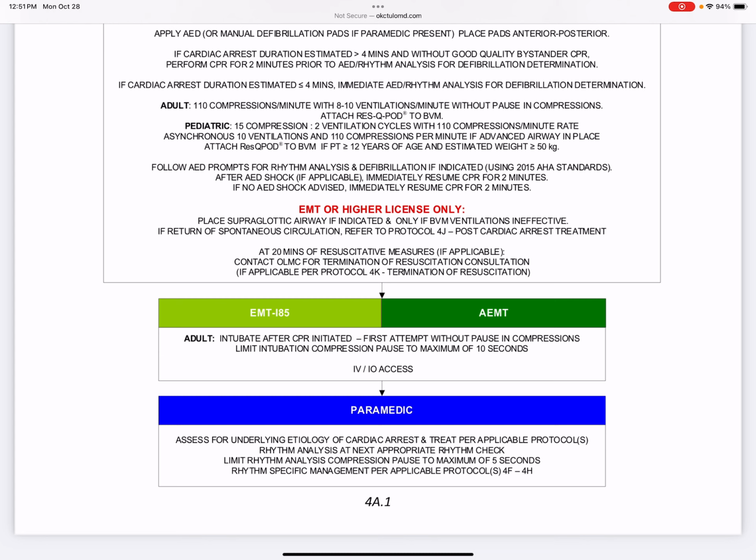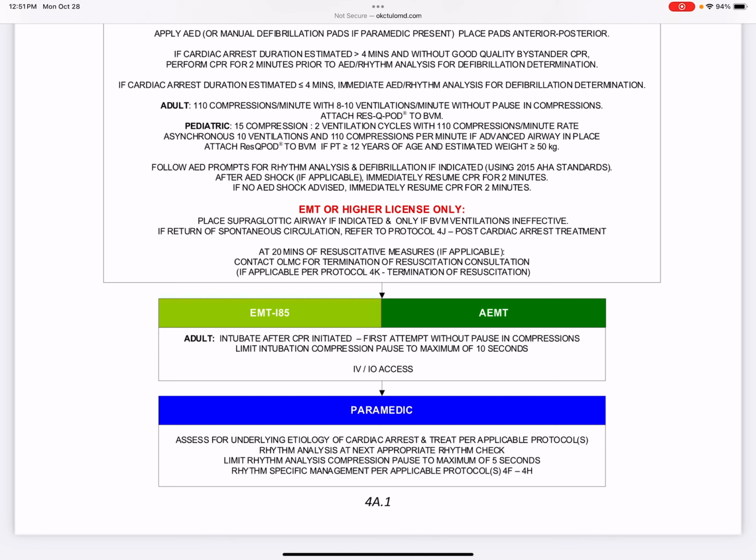For adults, again, we talked about the compression rate. The ventilation rate is going to be 8 to 10 without pauses in compression. We talked about attaching the rescue pod to the BVM. For pediatrics, it's 15 to 2 compression to ventilation with 110 compressions per minute. The rescue pod is contraindicated if the patient is 12 years or below and the estimated weight is less than 50 kilograms. So do not use the rescue pod at 12 years and below and less than 50 kilograms.